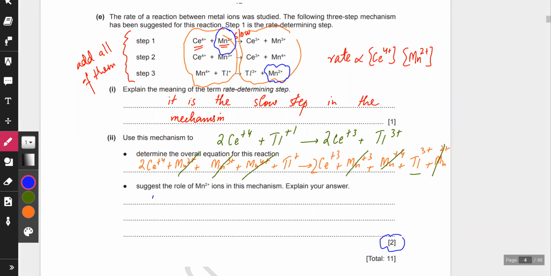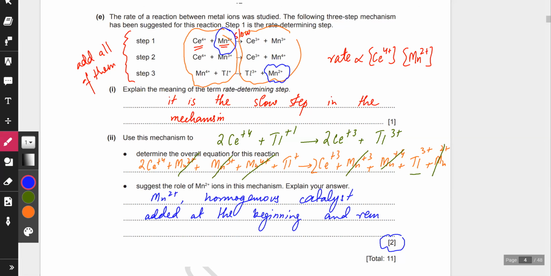Okay? So Mn2+ is a homogeneous catalyst. This is the word that was missing, because it has the same state, aqueous ions, homogeneous catalyst. I think it's a 2-mark question, so only catalyst would not do. And explain your answer. It's added at the beginning and remains completely unchanged.